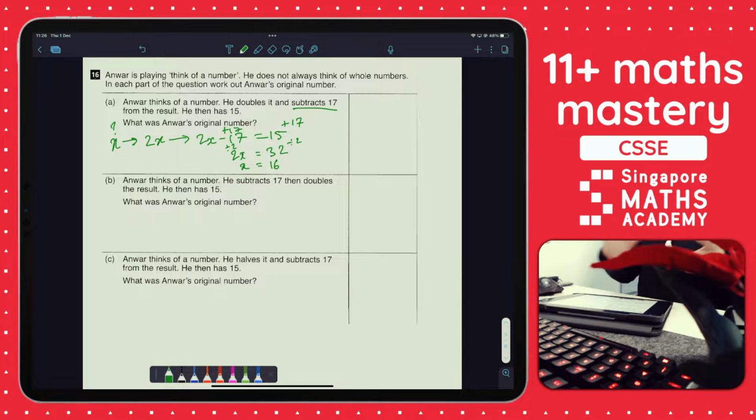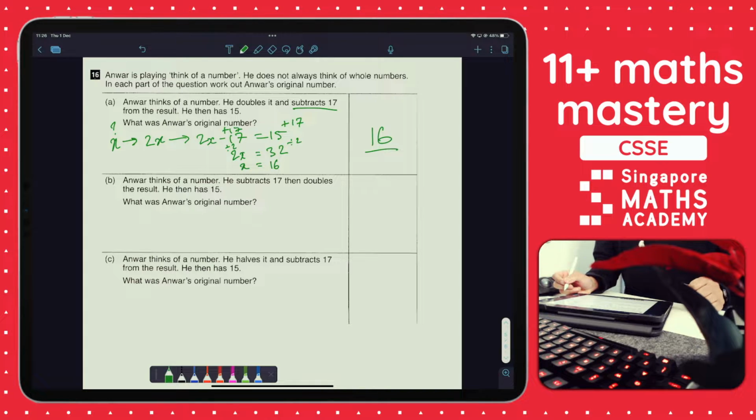Let's see if that works. 16, he doubles the number, 32, subtract 17, and you get 15. So it works. So x is 16, or in this case, the number he's thinking of is 16.